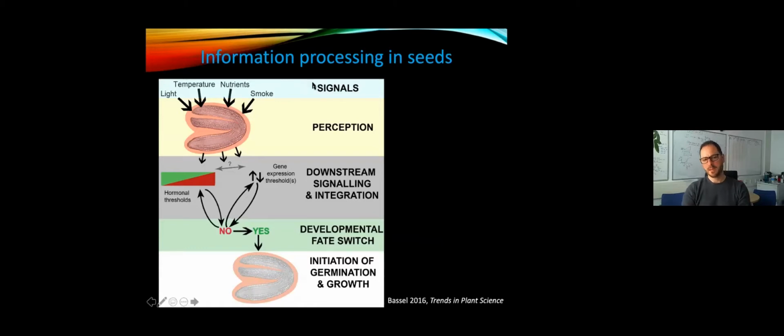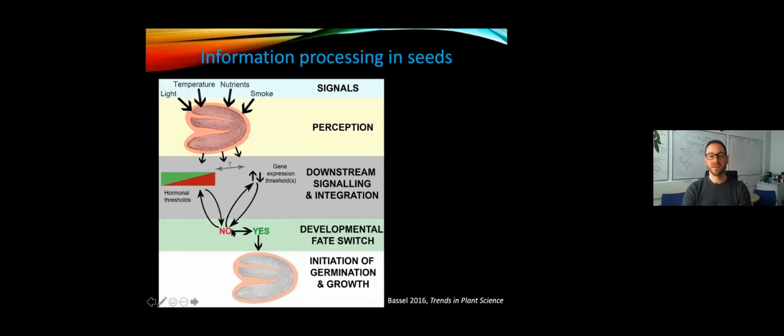Something I've worked on for years is seed dormancy and seed germination. Here's a schematic showing the hierarchy of events that controls the germination of seeds. We have signals from the environment, which include light, temperature, nutrients, even smoke. This is a dormant seed here. These are perceived by the dormant seed, and each of them has its own receptors, which initiate downstream signaling events and signal integration. And then finally, this converges upon a switch, which is in a no or yes position.